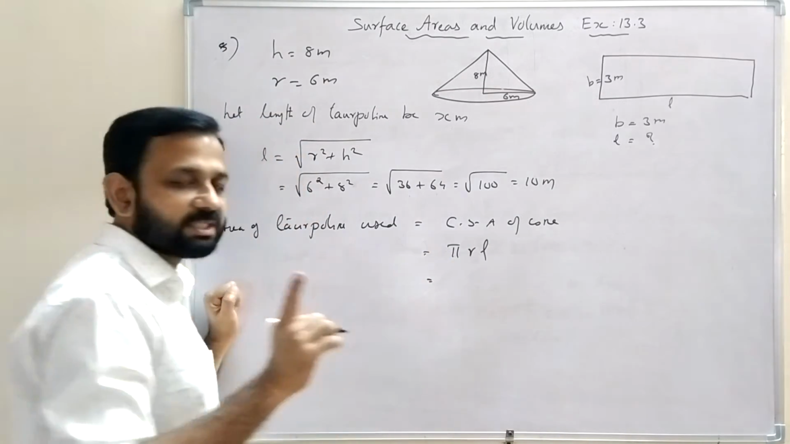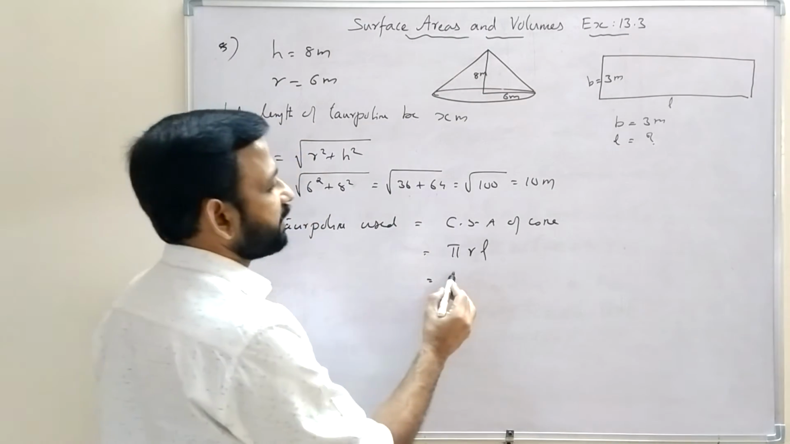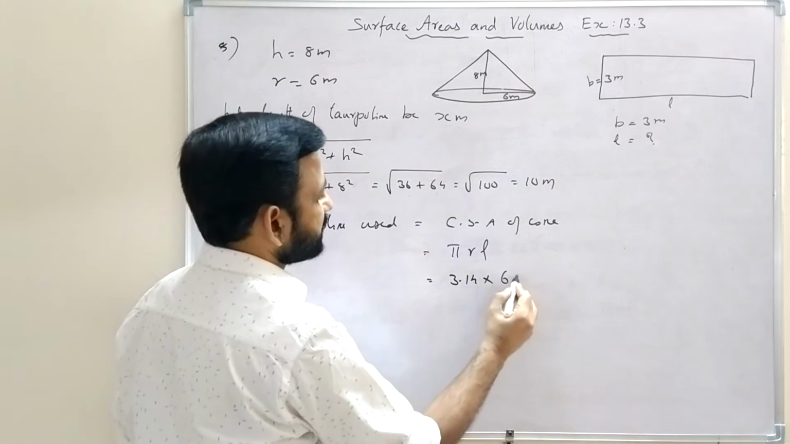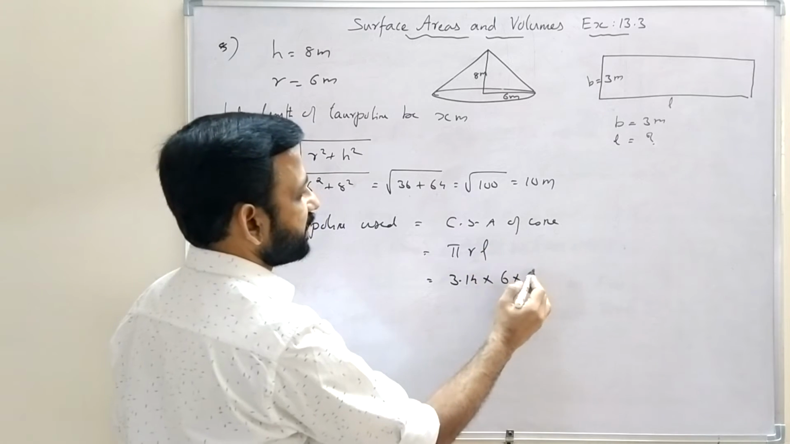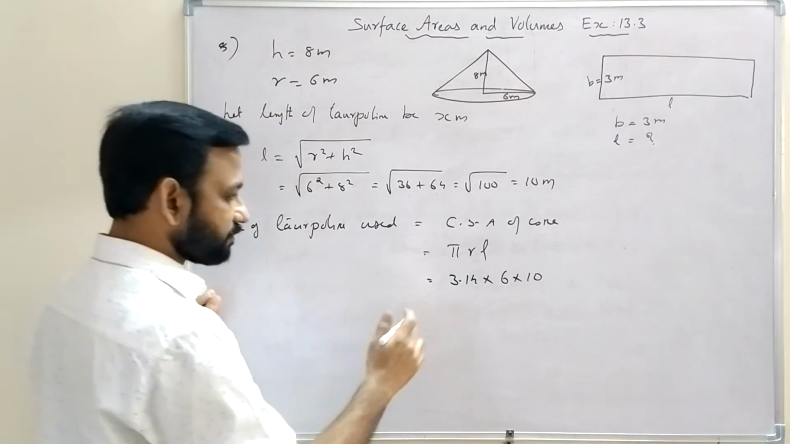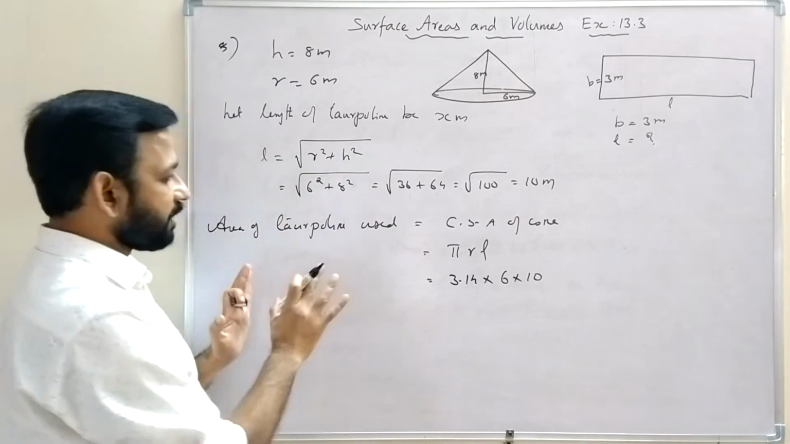And here in the question the value of pi is given, that is 3.14. So 3.14 into radius 6 into slant height, that is 10. So this is the area of tarpaulin used.